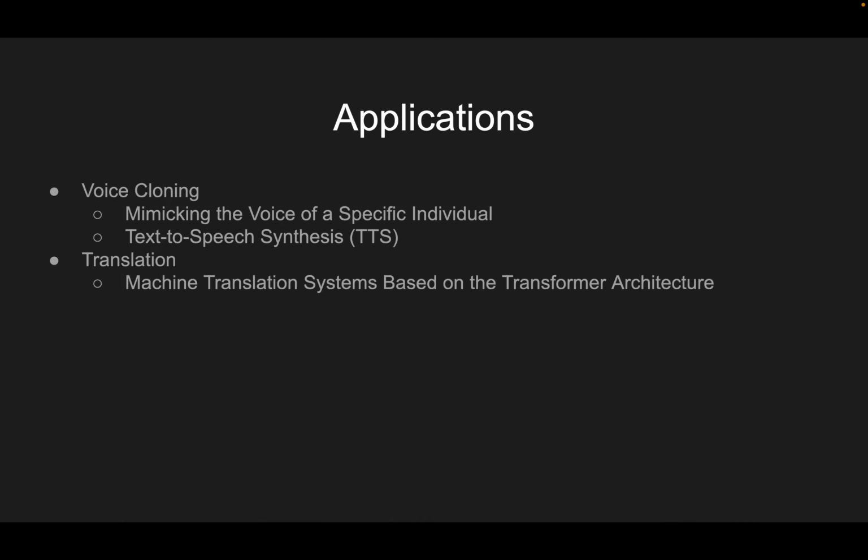In the field of translation, language models function as a crucial component of machine translation systems, translating text from one language to another. Especially, translation systems based on the transformer architecture leverage the language understanding and generation capabilities of language models to provide accurate and natural translations.